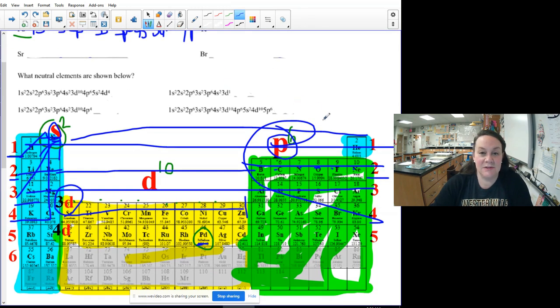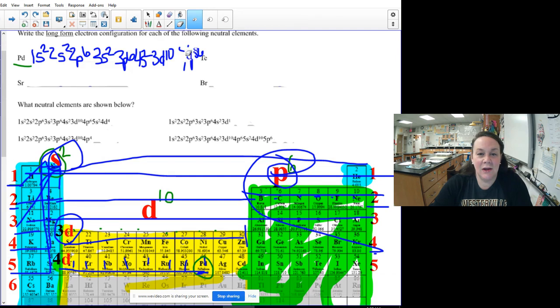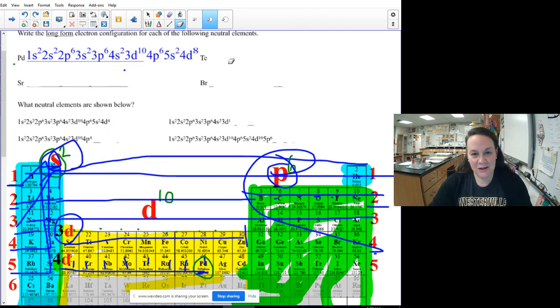4p6. Heavens to Betsy Lou. I'm just going to keep reading. 5s2, and then 4d. 1, 2, 3, 4, 5, 6, 7, and 8. So we should end in 4d8. There it is. Much neater that way. There we go. Okay. Perfect.